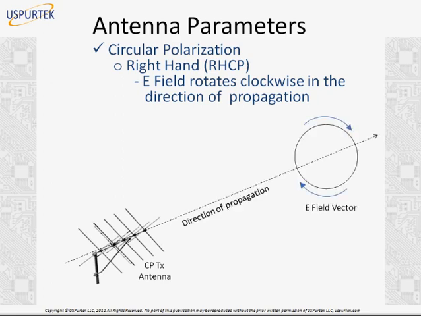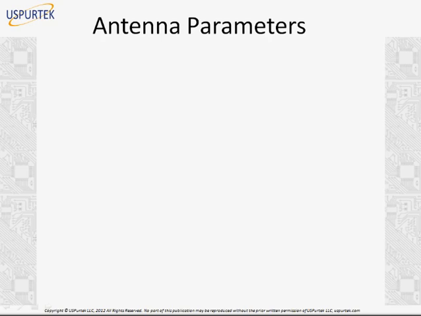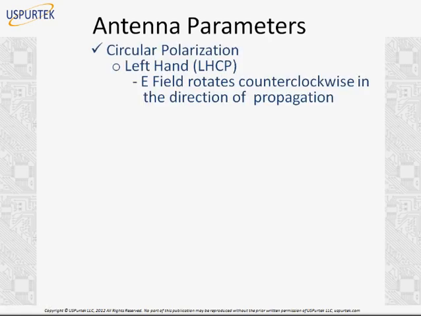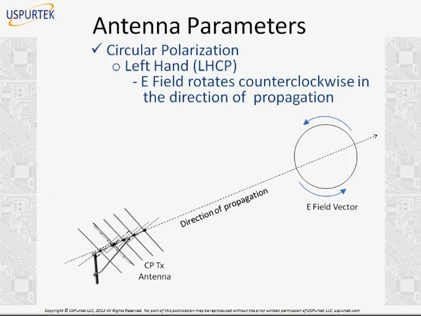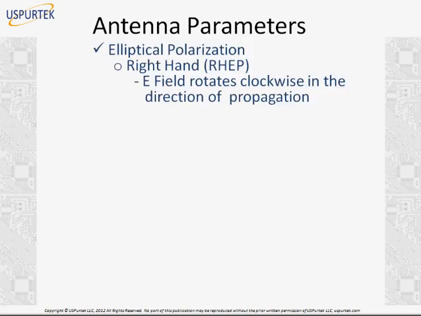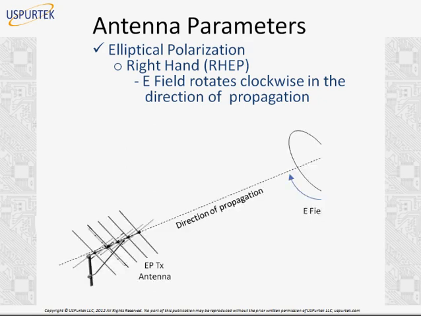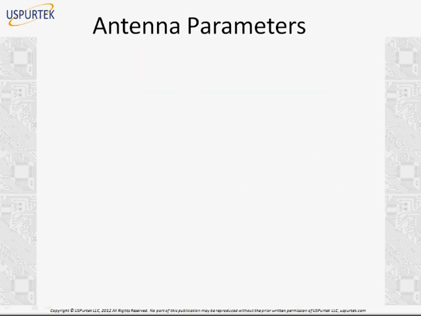Now for circular polarization, right hand means if you look in the direction of propagation, the E field is rotating in the clockwise direction. If you have left hand, the electrical field will rotate counterclockwise, like this. Then elliptical: you don't have a perfect circle, but an ellipse is traced by the electrical field. The electrical field rotates in an ellipse in the clockwise direction. This is the right-hand elliptically polarized signal.